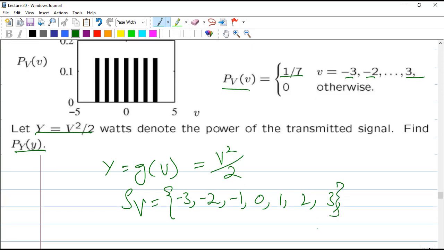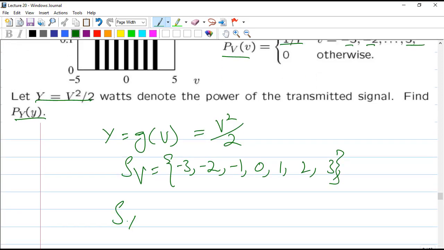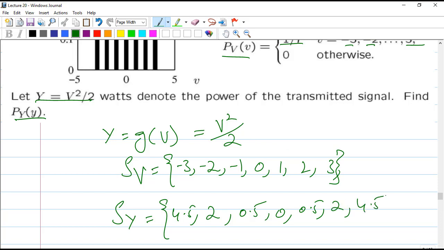That's it. Now we have to find the range of y. So simply we have to place these values here. If we put -3 here, it will be 9 by 2, which is 4.5, and again put -2 here, so it will be 4 by 2, which is 2. 1 by 2 is 0.5, and for 0 it is 0. Again for 1, it is 0.5, for 2 it is again 2, and for 3 it is again 4.5. So here we can see that the values are repeated.